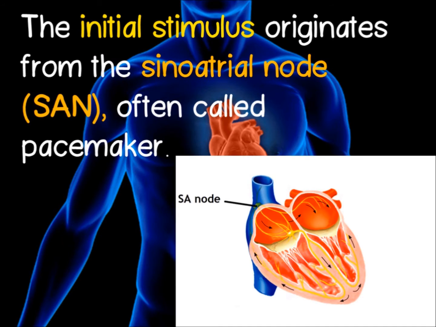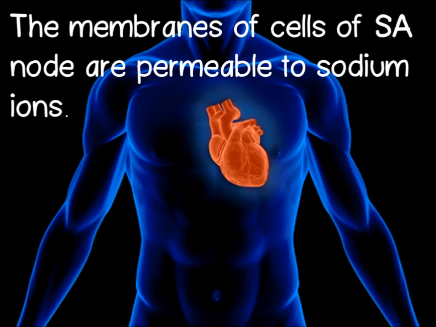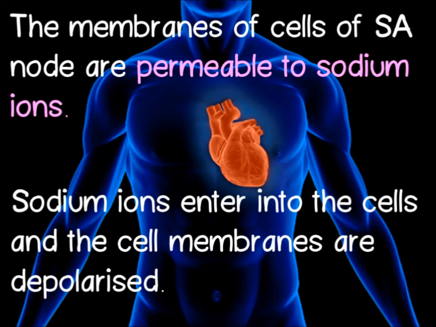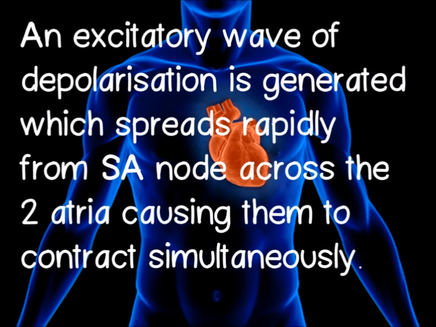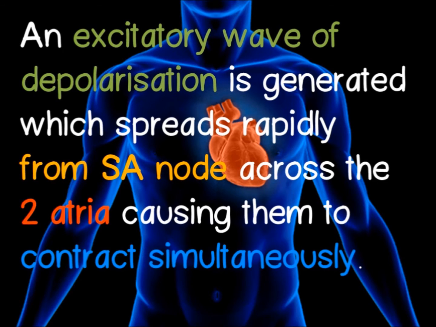The picture below shows the location of the SA node in the heart. The membranes of the cells of the SA node are permeable to sodium ions. Sodium ions enter the cells and the cell membranes are depolarized. An excitatory wave of depolarization is generated, which spreads rapidly from the SA node across the 2 atria, causing them to contract simultaneously.